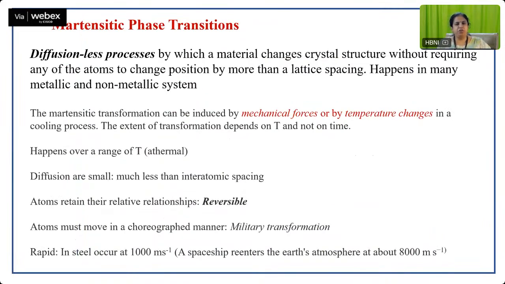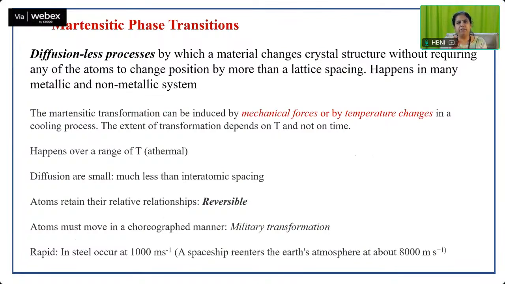There's another phase transition I would like to talk to you about before winding up, which is called martensitic phase transition. It's a very, very interesting class of phase transition. Now, these are phase transitions which are diffusionless processes. No diffusion happens. The material changes the crystal structure without any of the atoms changing position by more than one lattice spacing.